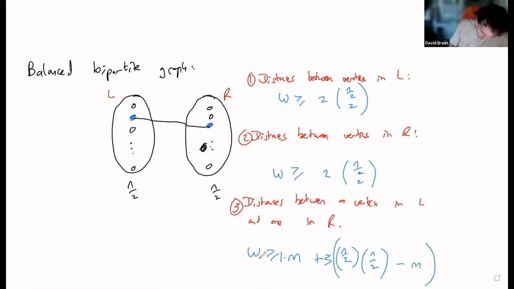So the contribution to the Wiener index from pairs of vertices that are in distinct partite sets is at least 1 times m plus 3 times n over 2 times n over 2, that's the number of pairs of vertices we can pick with one vertex in L and one vertex in R, minus the ones which we already accounted for, and all those are distance 3 at least apart. So we get this over here.